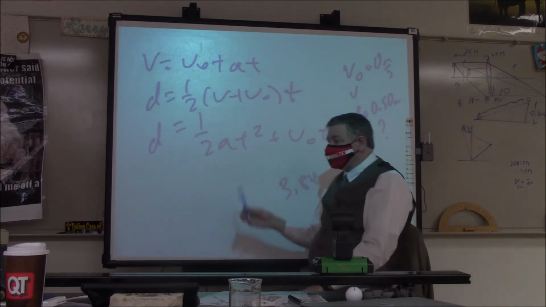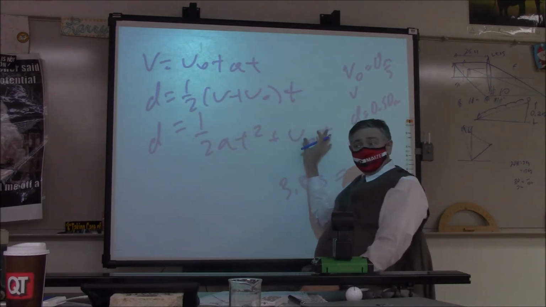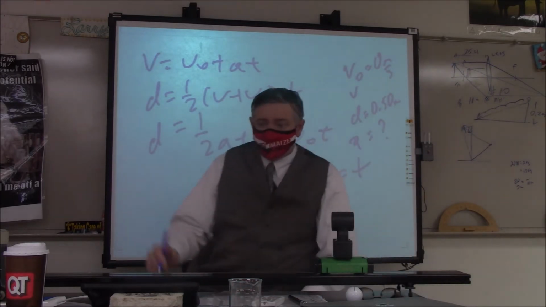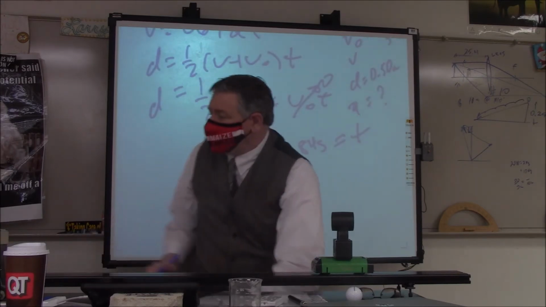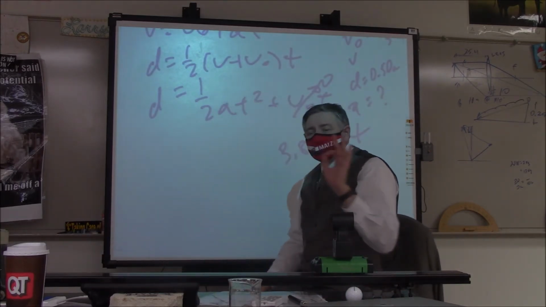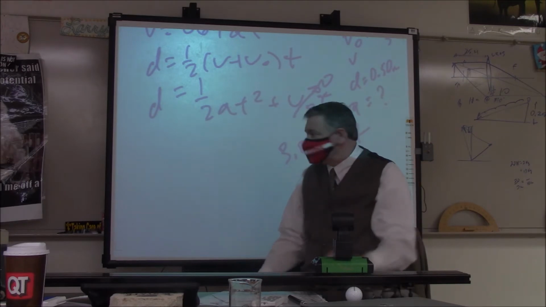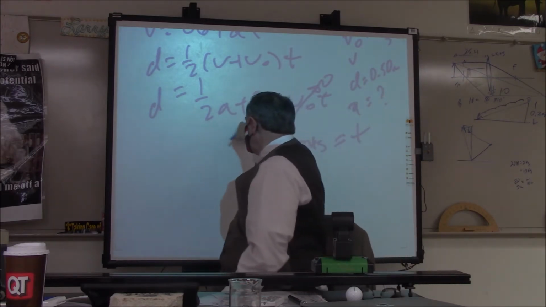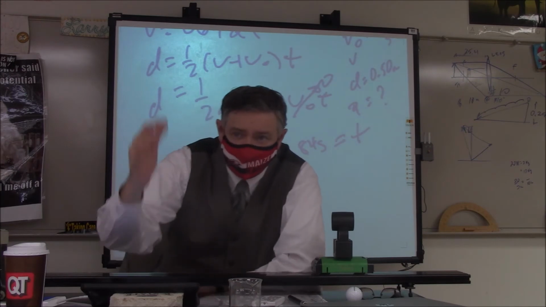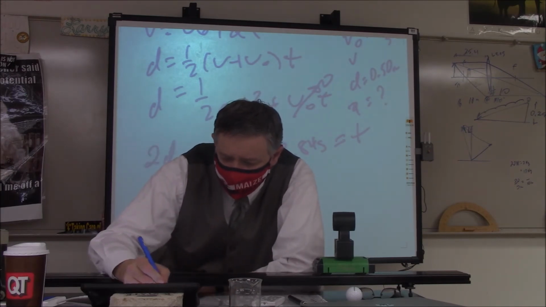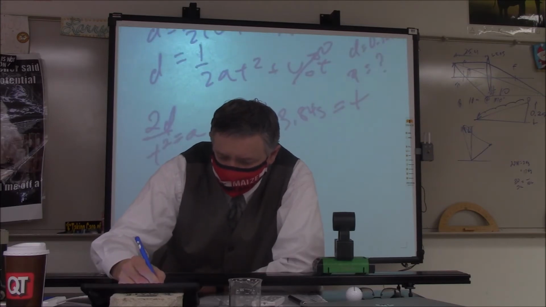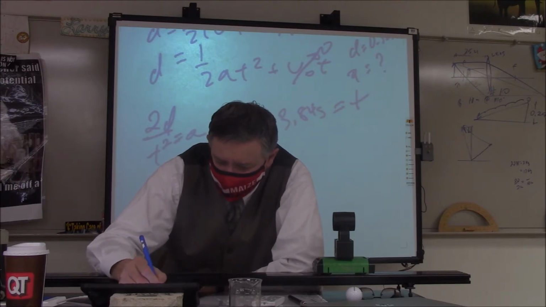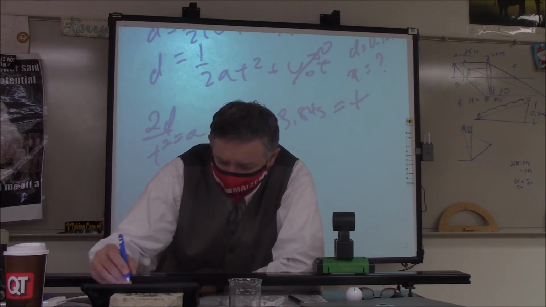Now, here's the deal. The initial velocity is 0, so this whole thing drops out, right? So that V naught is going to go to 0. Now, what I want to do, and again, I beg of you, get in the habit of solving these equations. I want to multiply by 2, and divide by t squared. So somebody get out a calculator. I'm going to take 2d divided by t squared is going to equal my acceleration. So I'm going to take 2 times a half meter divided by 3.84 seconds squared.